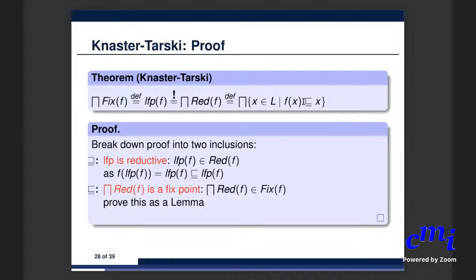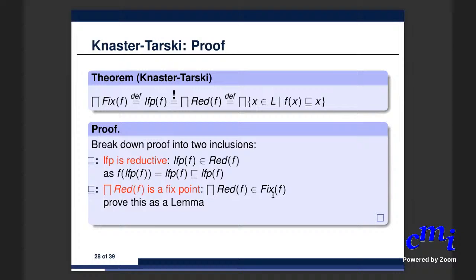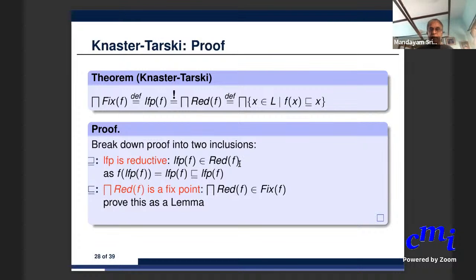What we have shown, how does that imply that the LFP of f is equal to the greatest lower bound of the set Red of f? So the greatest lower bound is indeed a fixed point, and it belongs to that set. Okay, it is a fixed point.